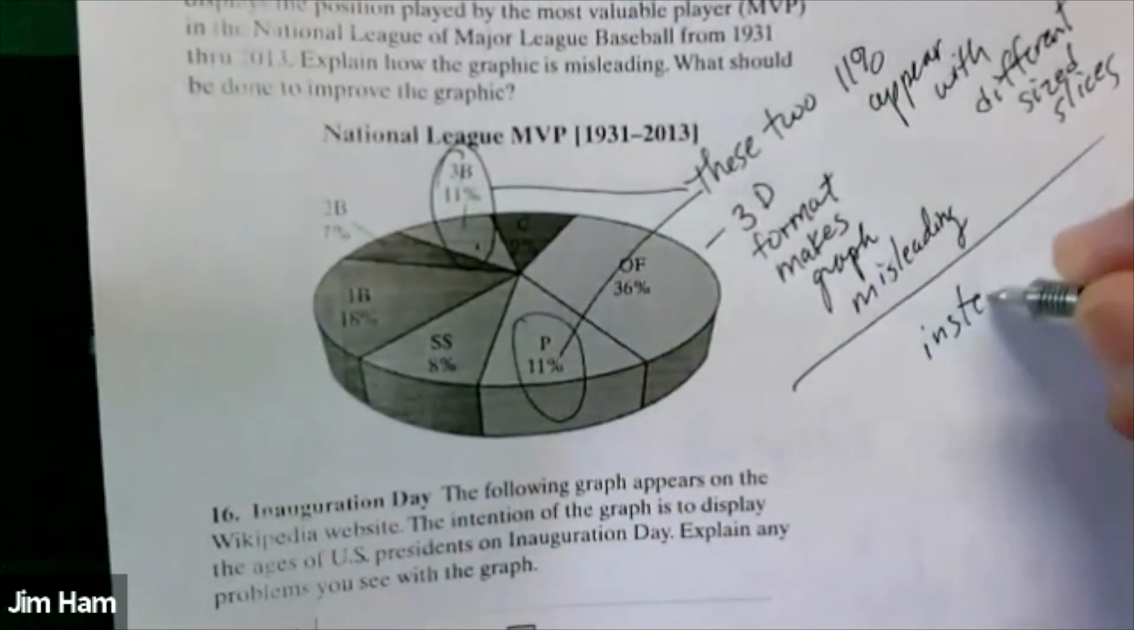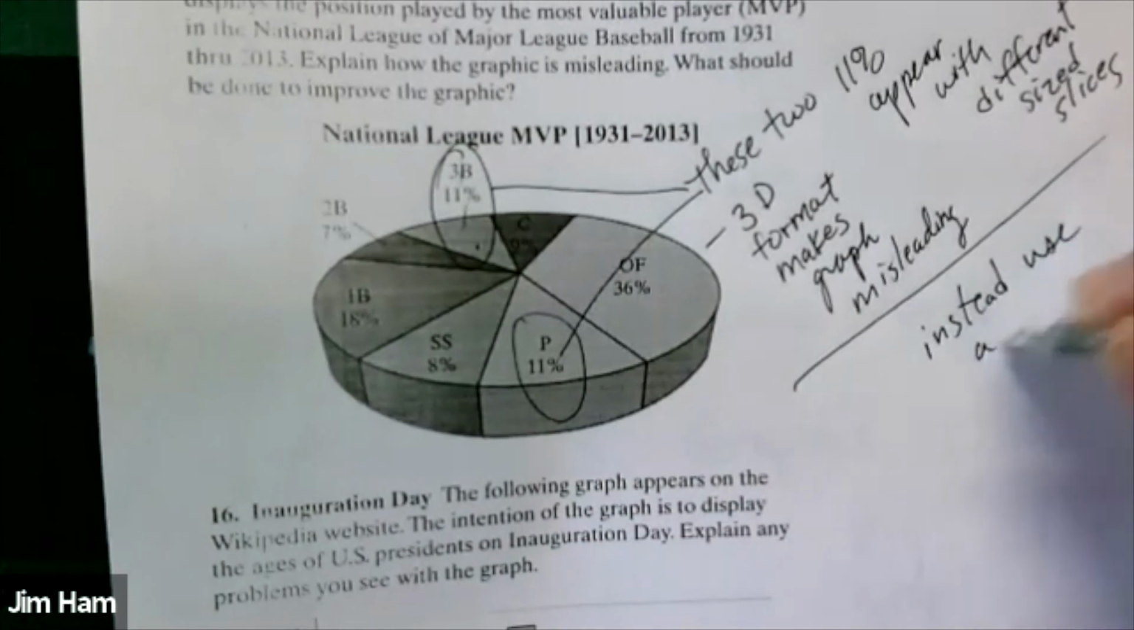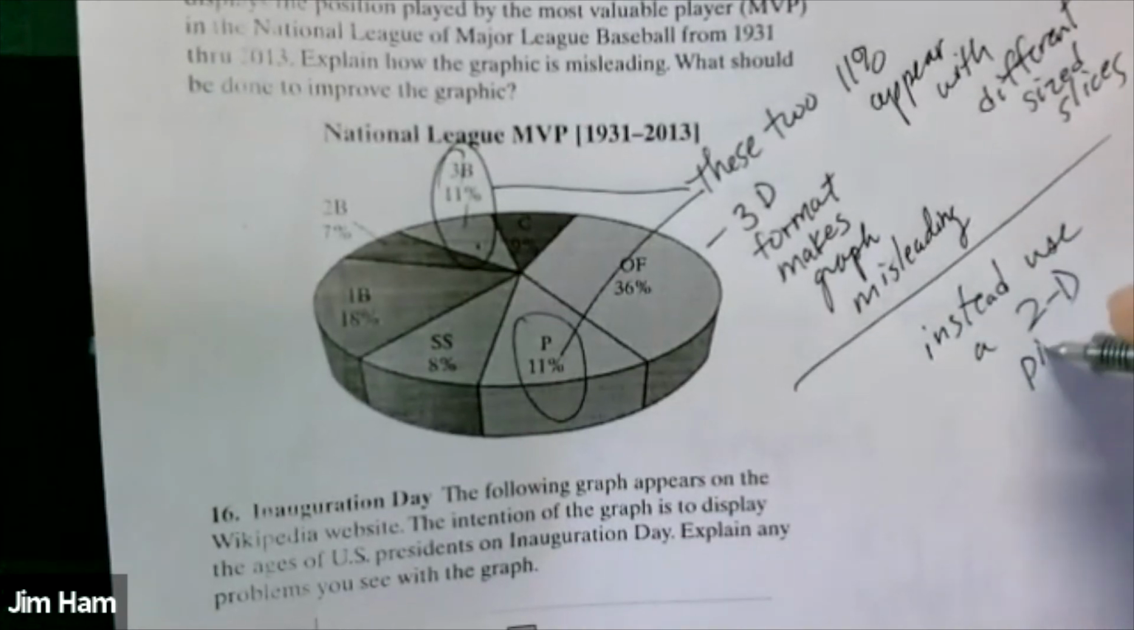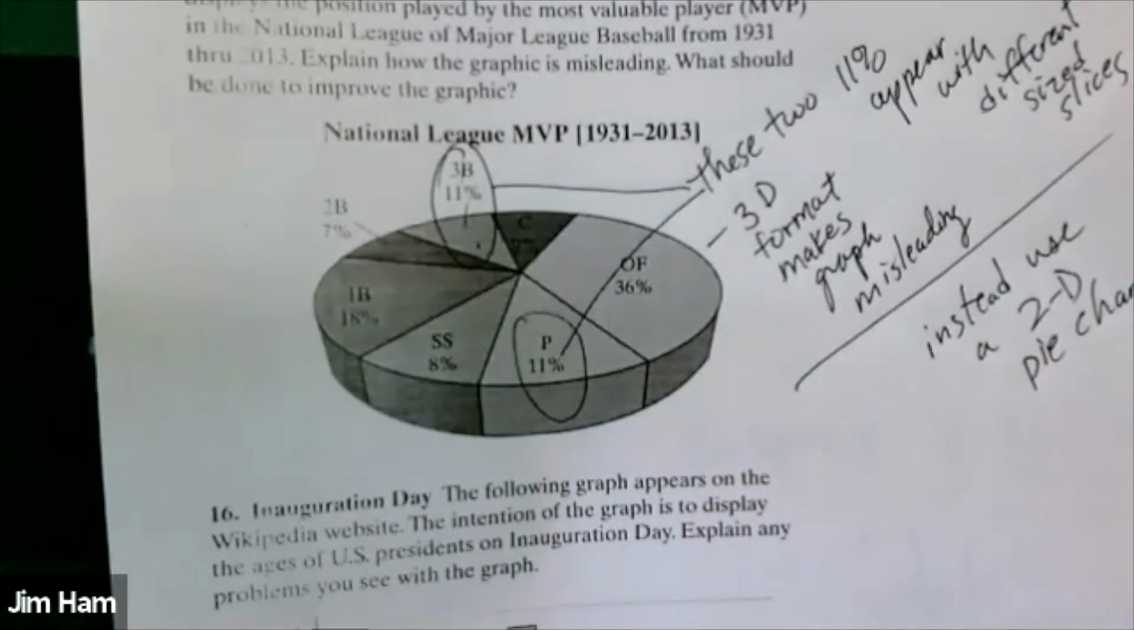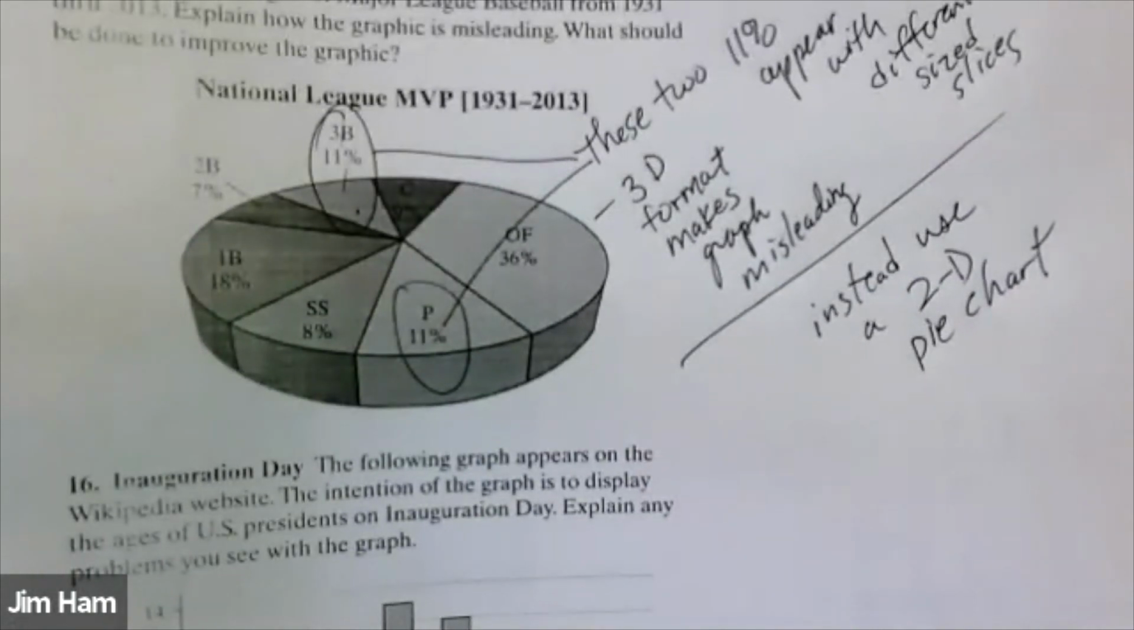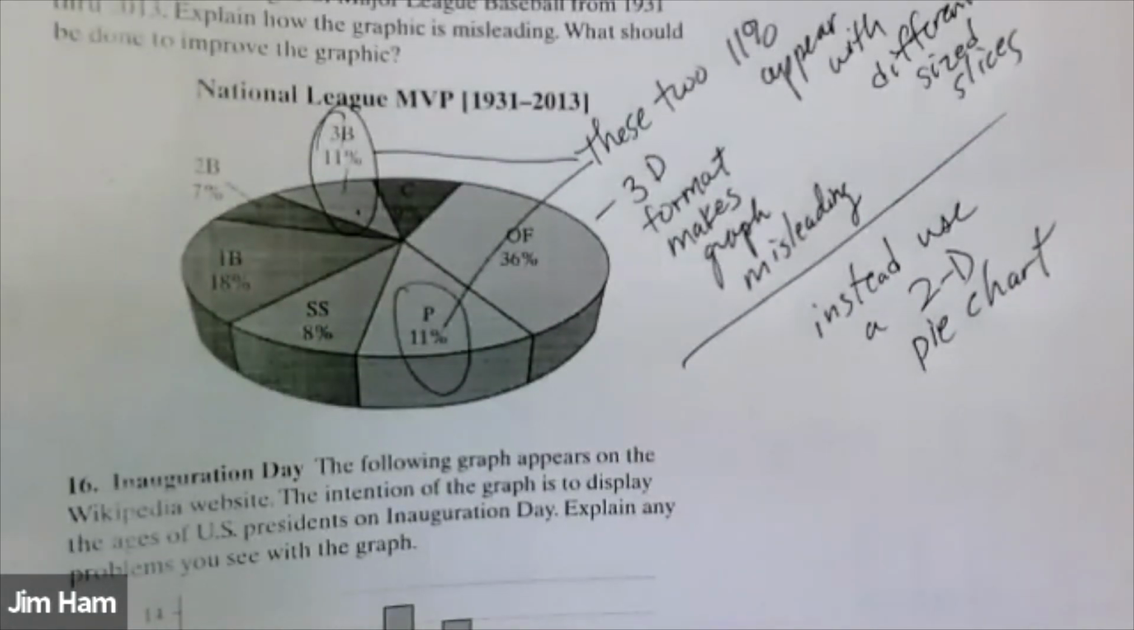So instead, use a 2D graph. In this case, a two-dimensional pie chart. Then the 11% will look the same.